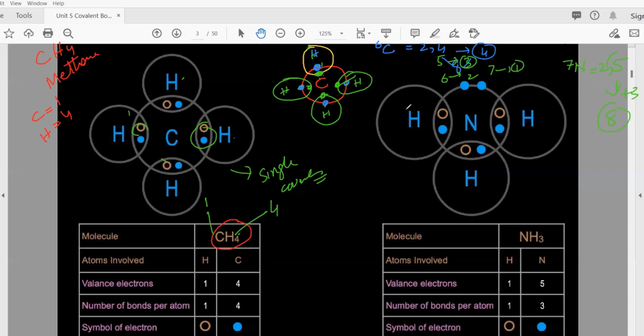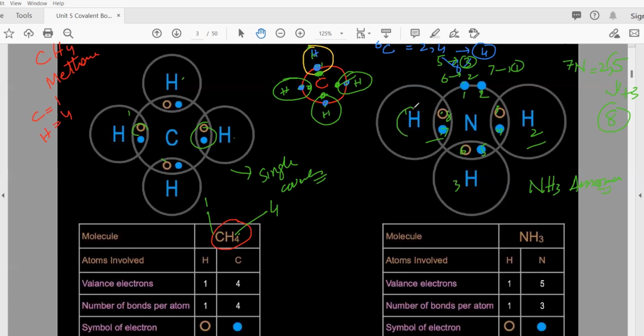So one hydrogen, two hydrogen, three hydrogen. So three hydrogen, they share one one. With this, now nitrogen is complete. 1, 2, 3, 4, 5, 6, 7, 8. So now nitrogen is also complete and hydrogen is also complete. So the formula is NH3. That is what? Ammonia.